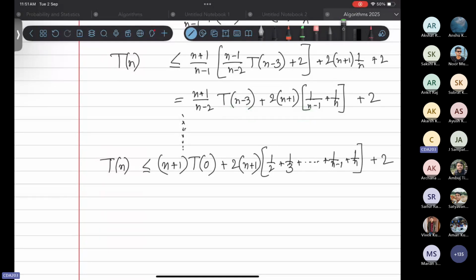Right? And I want you to do it n minus 1 many steps further. So if you do that, then this term will be 1 and this will be T of 0. And when you did two steps, you had n minus 1. And when you do n minus 1 many steps, so 1 by n will go down to half.